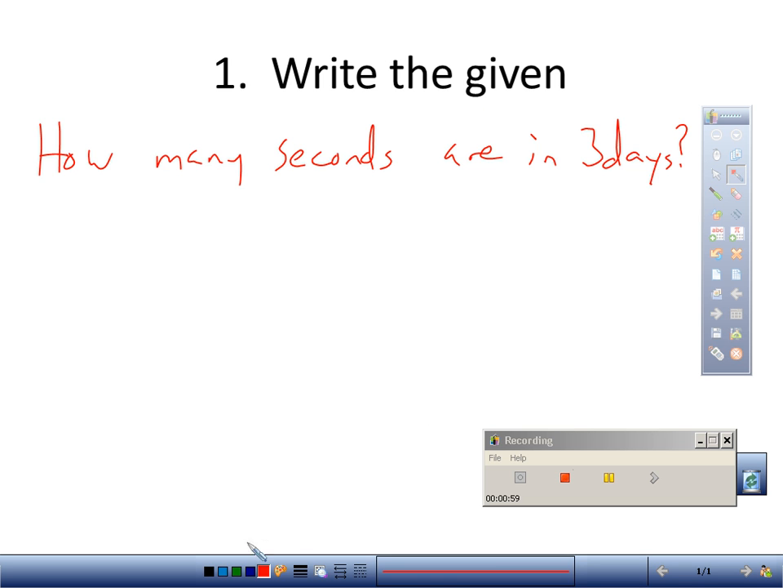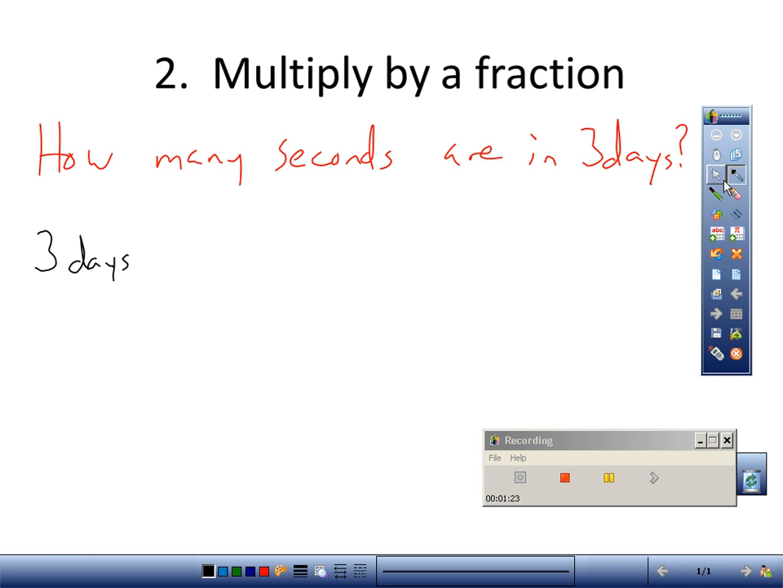Alright, so step number 1 says write the given. Now my given is my value, my number that I have, and it's important that you write not only the number, but the units, because the units tell you what comes next. Step number 2, I want to multiply my given by some fraction. So I'm just going to make a fraction more.